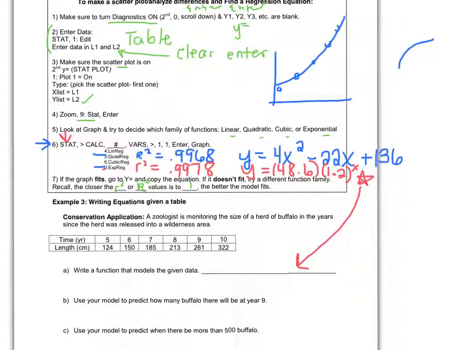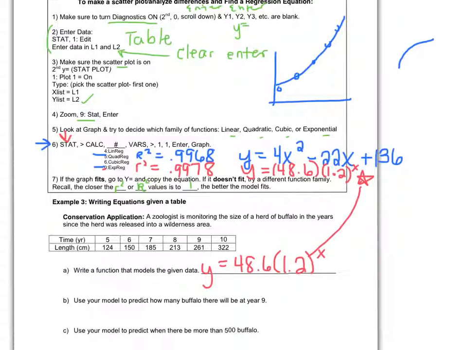If you press Y equals, you'll see that that has already been typed into the calculator for you. And so you don't have to worry about that. I guess we can recopy it right here. 48.6 times 1.2 to the X. Okay, so there's the equation. It's already saved in Y equals because that's what we told it to do. And now we can use that. If you want to look at the graph, press graph. You can see it draw that nice line that goes right through all your points.